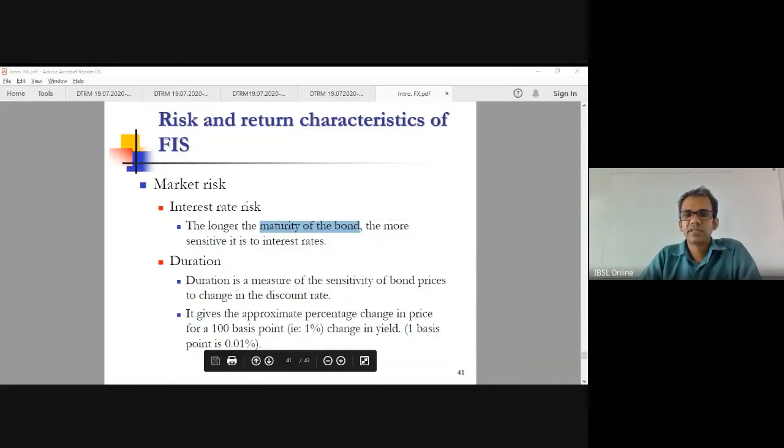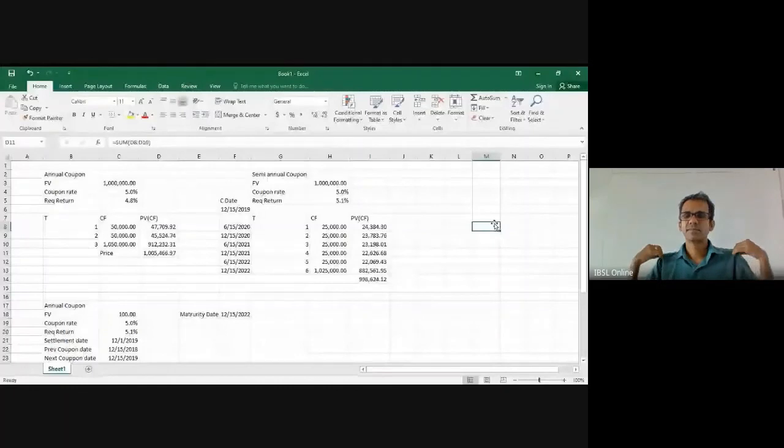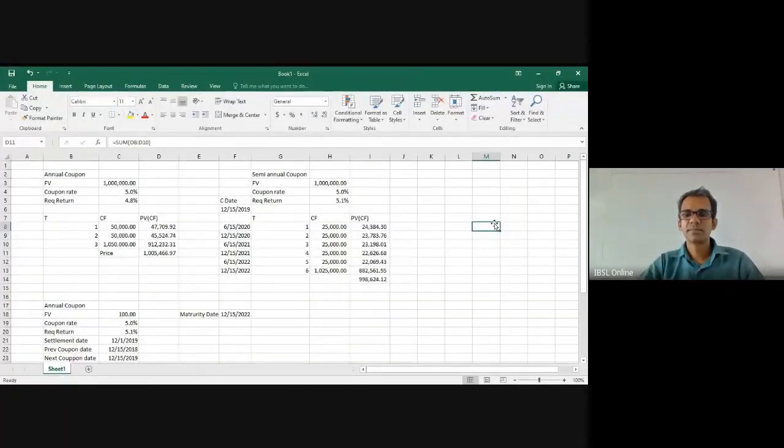Can you see the Excel sheet? So do I have to do this? Now you can see. Yes, you can see.